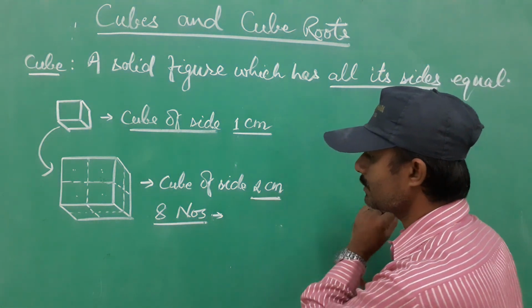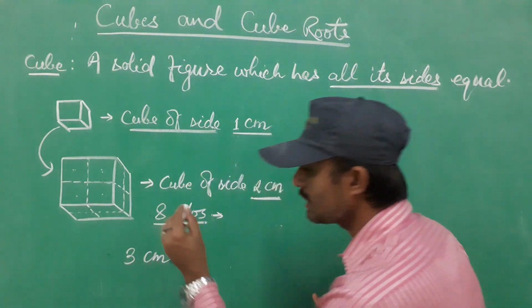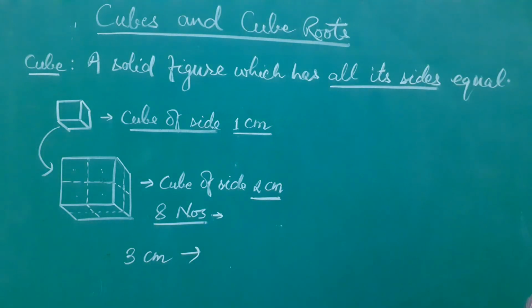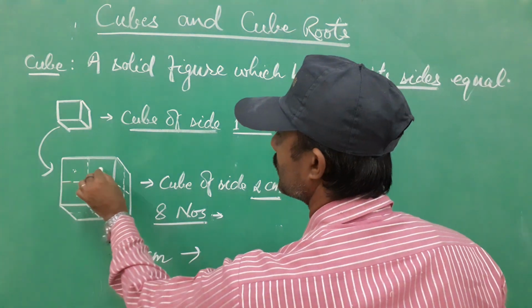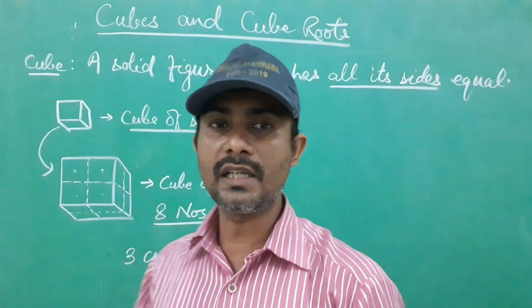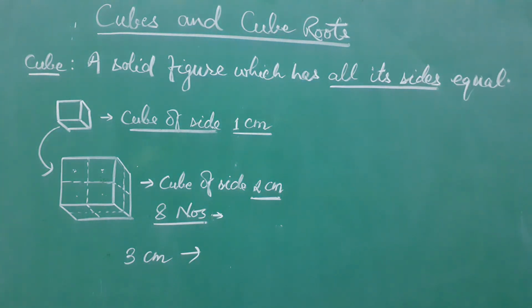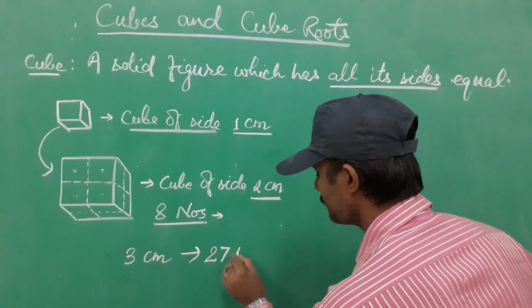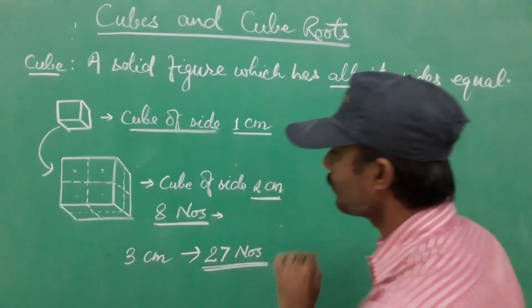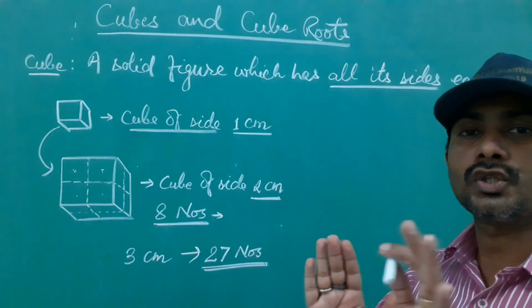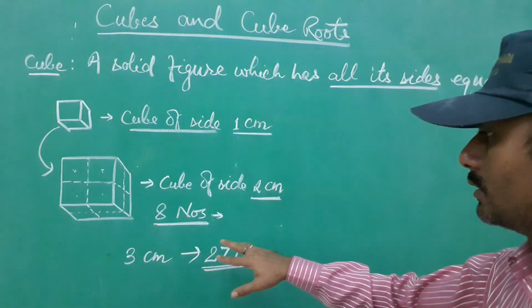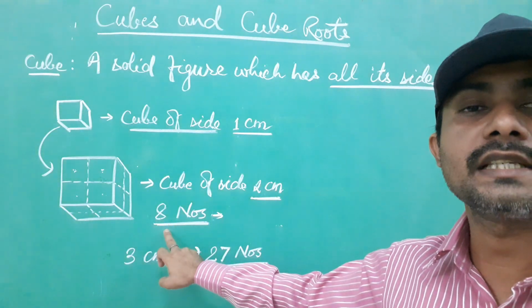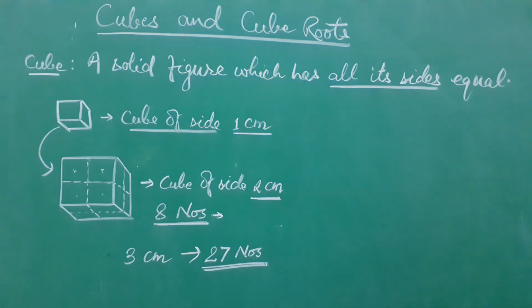So in place of that, if we have 3 centimeter, then what? How many numbers? If we are making here 1, 2, 3 centimeter, then continuously it will have 27 numbers. 27 numbers. So what are these 8 and 27? These are known as cubes of 2 and 3 respectively. Depends upon the number. If 2, then cube will be 8. And these are the number of cubes. So based on this, we can have cube of these numbers.